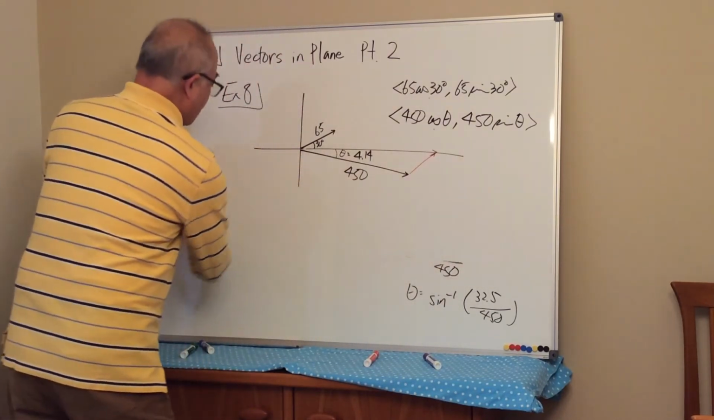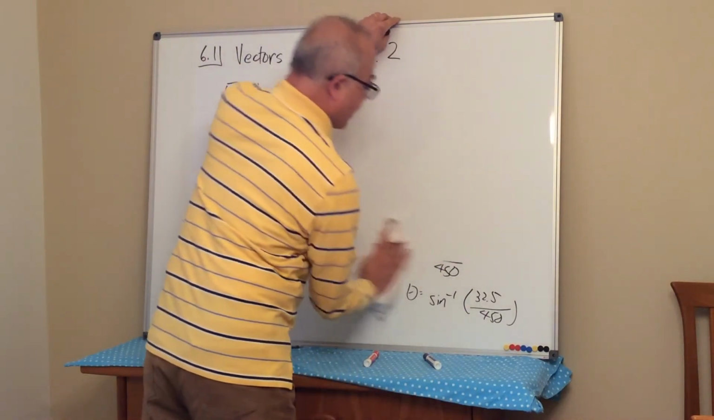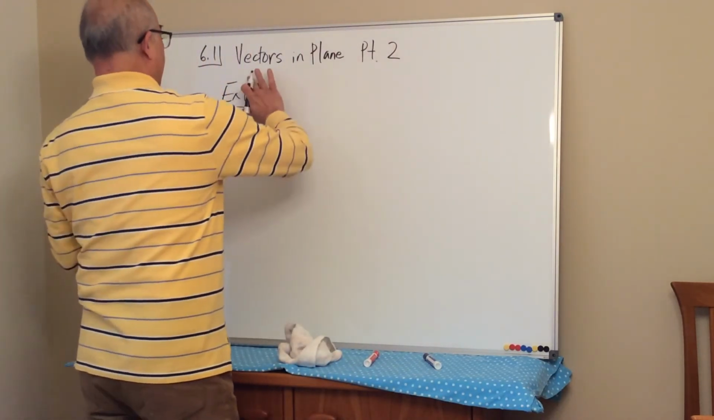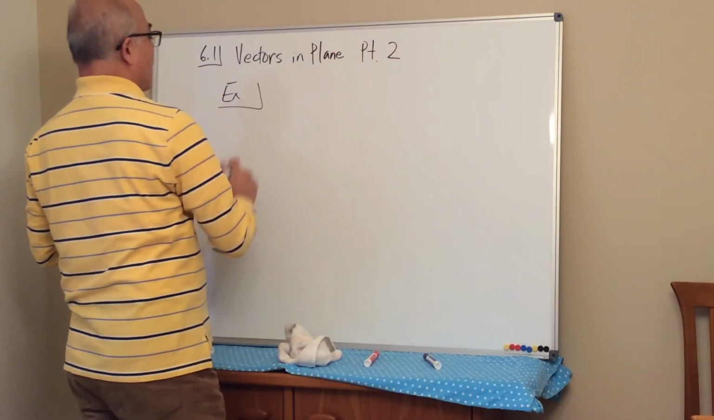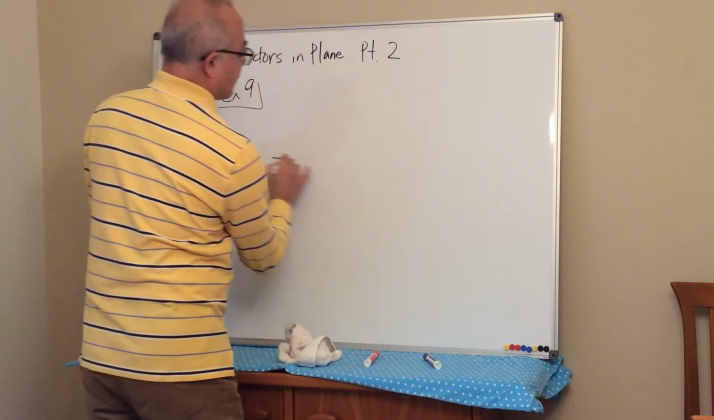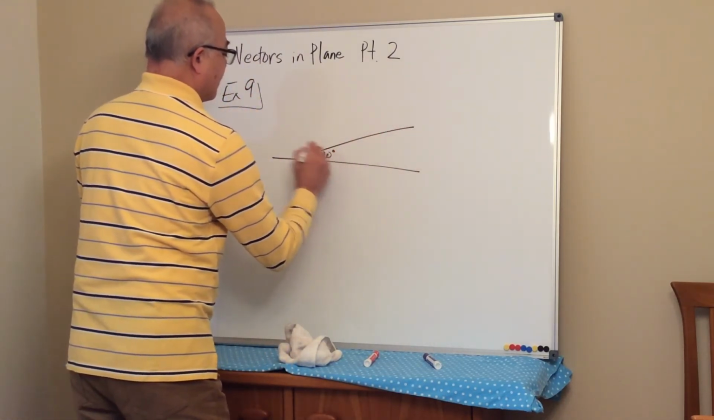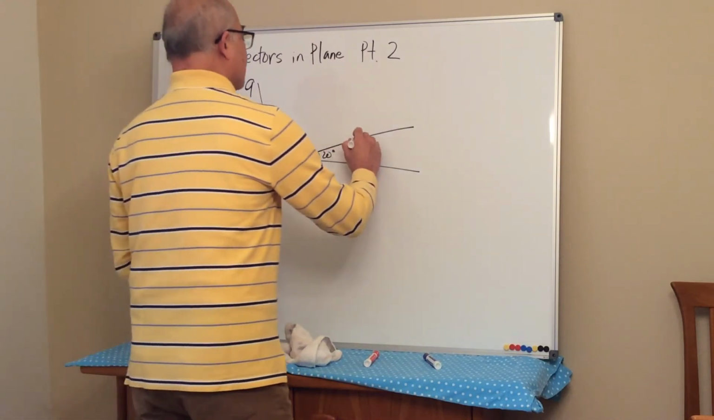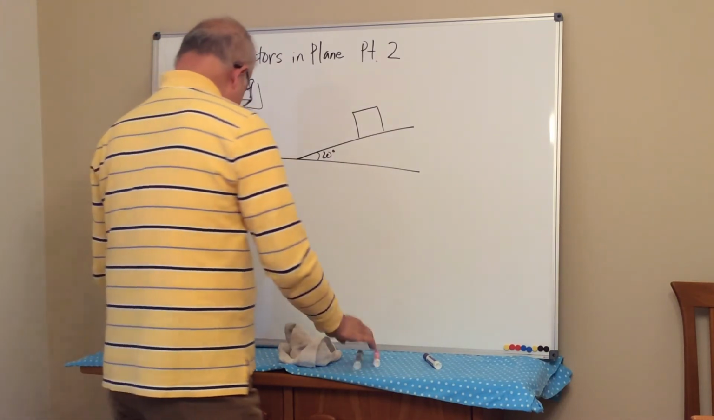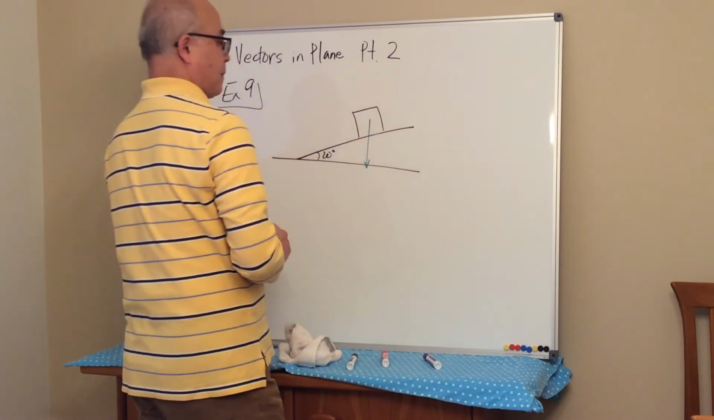Example number 9 is the one where we are now not going to decompose a vector into x's and y's. We're going to do something else. So in example number 9, I have an incline like that, 20 degrees, and I have a box that is sitting up on here, and the box has a certain amount of weight. The weight is going down this way.